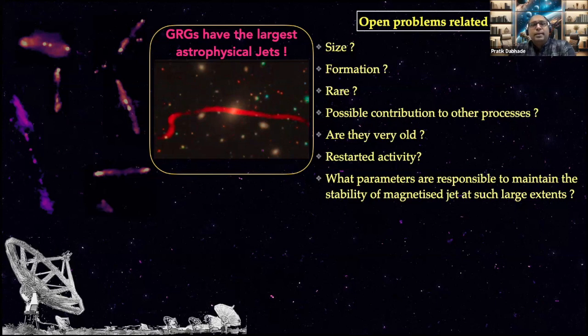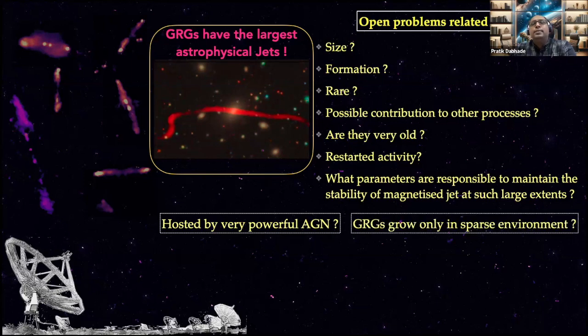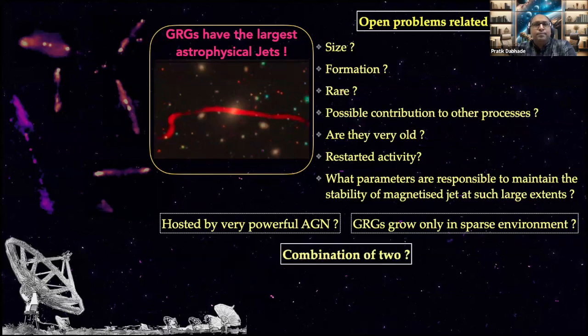The major hypotheses proposed in the last 30 years to explain why these giants are so big are, first and most obvious, that perhaps they are hosted by a very powerful AGN. Another obvious one is that they only grow in sparse environments, where the jets and lobes do not have any hindrance to their growth, or perhaps it's a combination of the two.